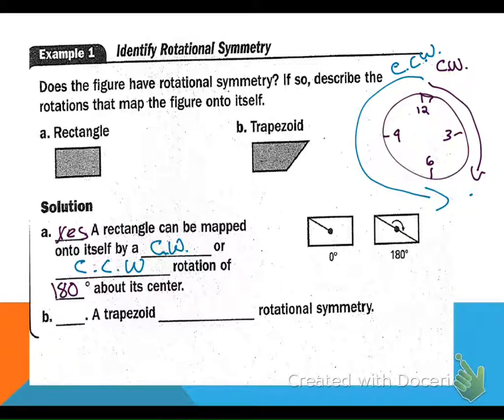I have a trapezoid. Is there anywhere between 0 and 180 degrees that I can turn my trapezoid to get it back to the original? No. Nemo's shaking his head no. He is correct. No is the answer. And we say does not have rotational symmetry. Since it cannot get back to its original shape within 180 degrees, we say it does not have it.